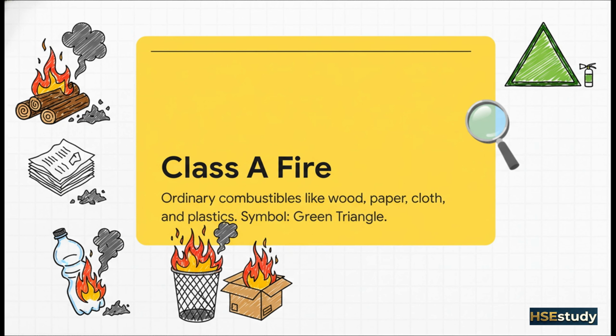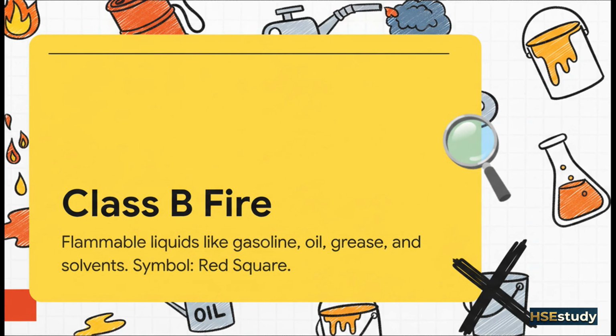The symbol to look for is a green triangle. Next is Class B. Think B for boil or barrel. This class is for all your flammable liquids and gases. We're talking gasoline, oil, grease, paint, that kind of stuff. And listen, you absolutely can't use water on these fires. You need something that will smother the fuel. Its symbol is a bright red square.